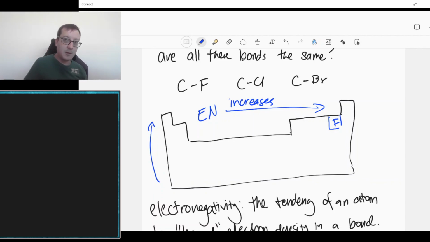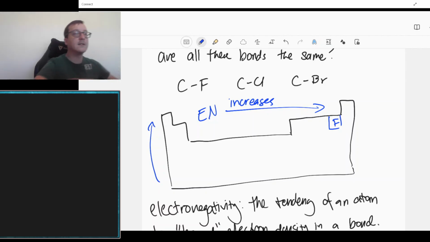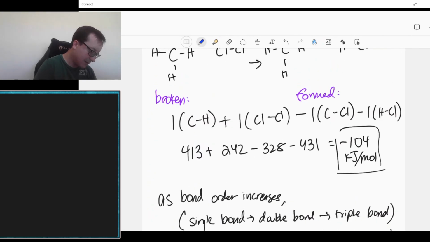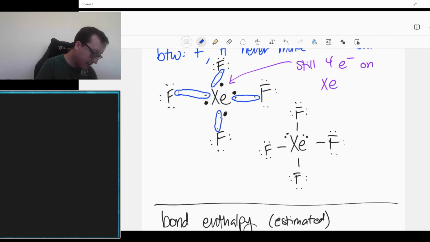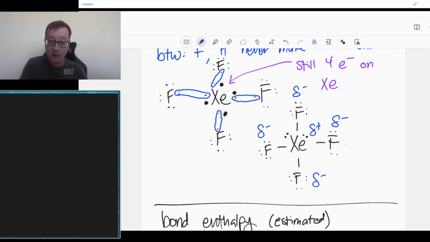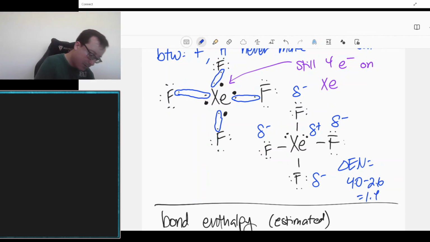So we have that. For the record, let's see what xenon's is. Xenon's electronegativity is 2.6. So if we were to look at the xenon compound that we did earlier, we would see that all the fluorines would be partially negative and the xenon would be partially positive. The difference of electronegativity here is 1.4, which puts them as polar covalent bonds.